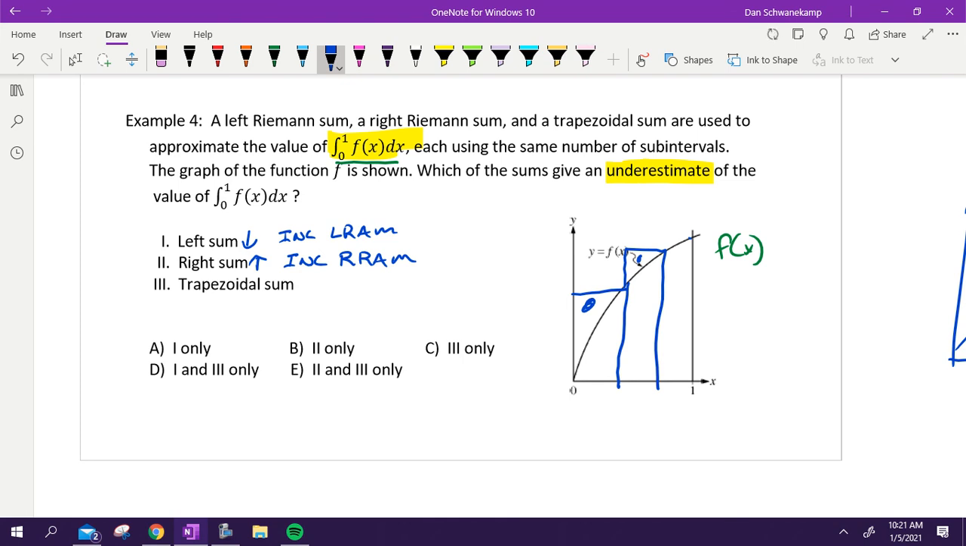Trapezoidal sum. So trapezoids are the easiest ones. Draw two lines and then connect them. Under or over? It's definitely an under approximation. Why? Because I use trapezoids. And what is the second reason as to why it's concave down? It's down like a frown.